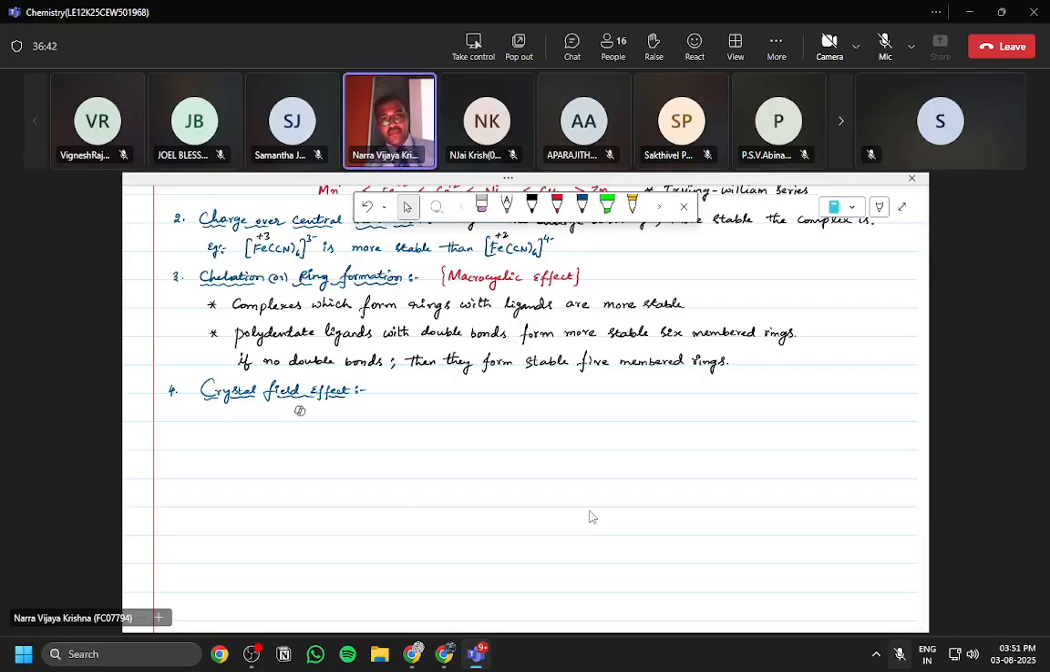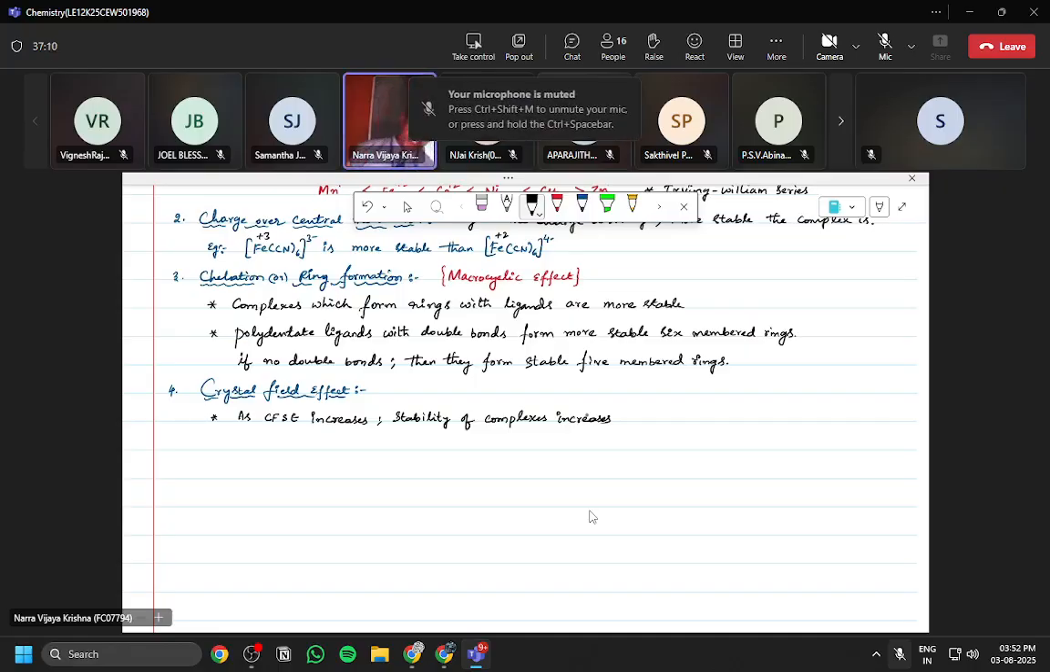Crystal field effect. As CFSE value increases, as crystal field stabilization energy increases, stability of complexes increases.